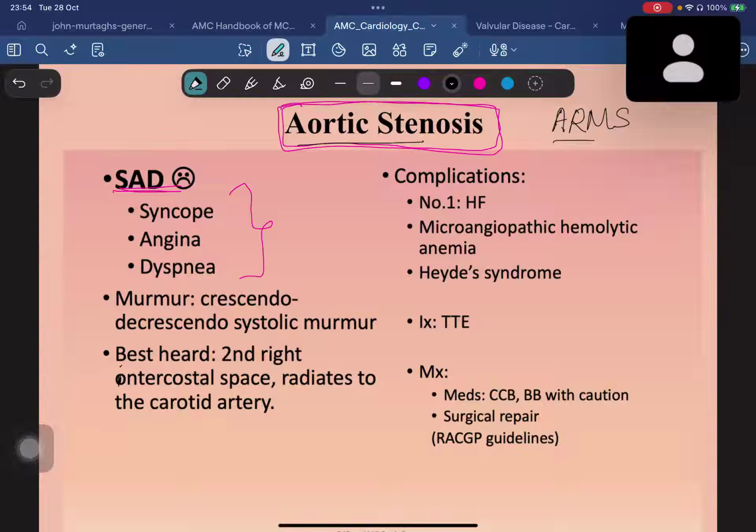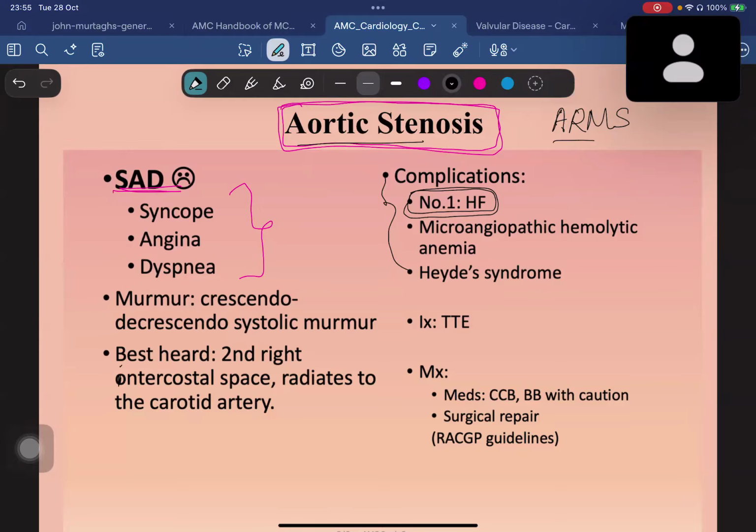studying the basics. And like I said before, these are some of the complications of aortic stenosis. And they're very, very good at asking the number one complication. Just remember these things. Investigations would be a transthoracic echocardiogram. And then for medicine, we have calcium channel blockers, and beta blockers with caution. And then you can also go for surgical repair.